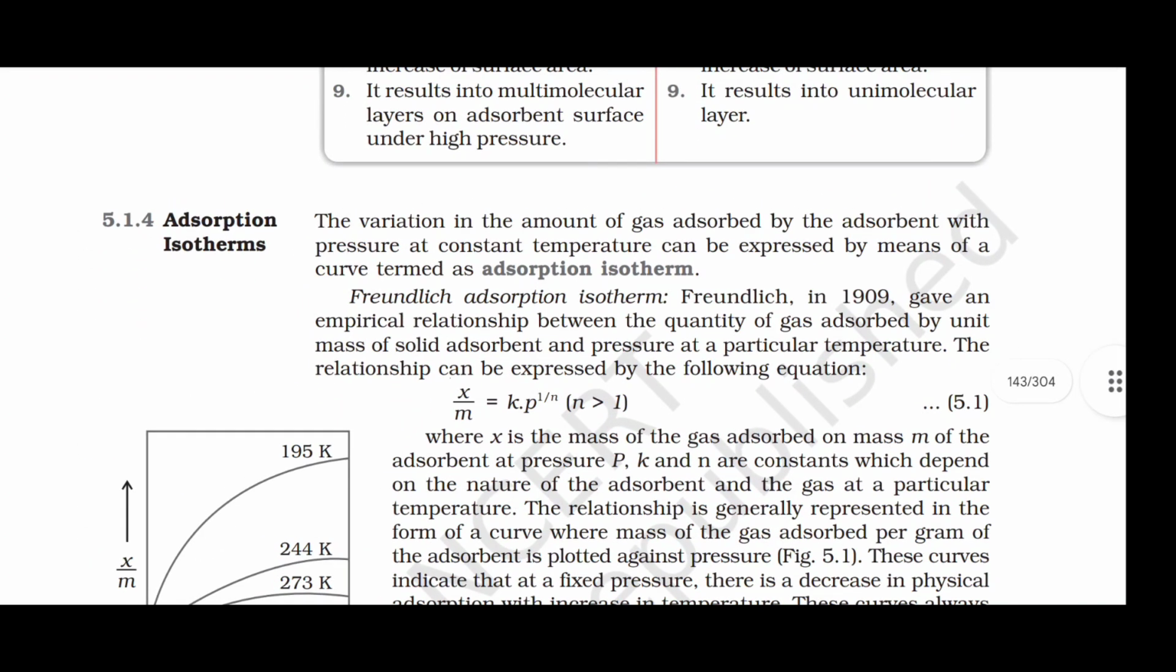Adsorption isotherms. The variation in the amount of gas adsorbed by the adsorbent with pressure at constant temperature can be expressed by means of a curve termed as adsorption isotherm. Freundlich adsorption isotherm. Freundlich in 1909 gave an empirical relationship between the quantity of gas adsorbed by unit mass of solid adsorbent and pressure at a particular temperature. The relationship can be expressed by the following equation.